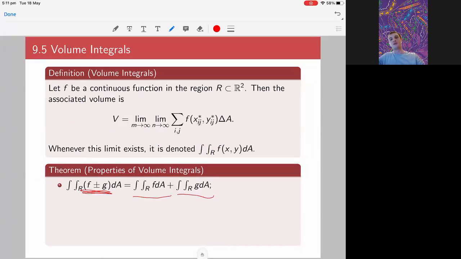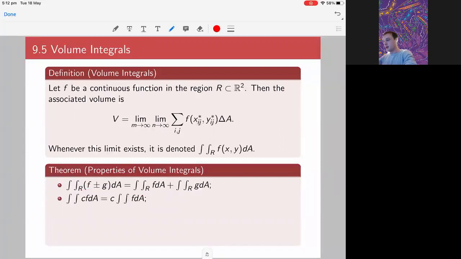Now, of course, remember, if f and g change signs, then strictly speaking, what we have is not volume underneath the surface anymore. It's a sort of weighted volume according to whether or not we're above or below the XY plane. But in any case, we still have this: the integral of f plus or minus g is the same as the integral of f plus or minus the integral of g.